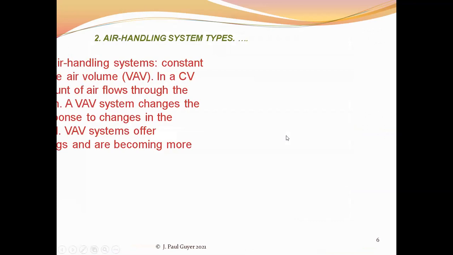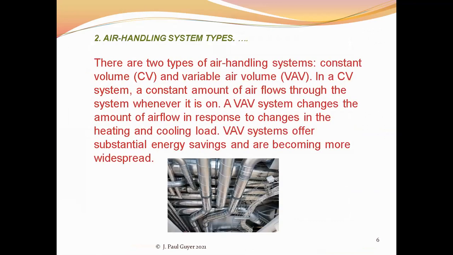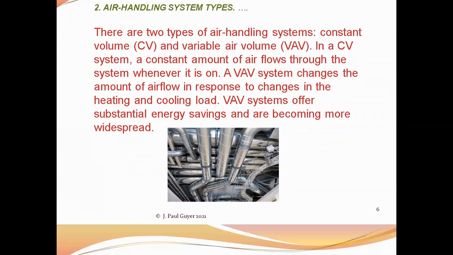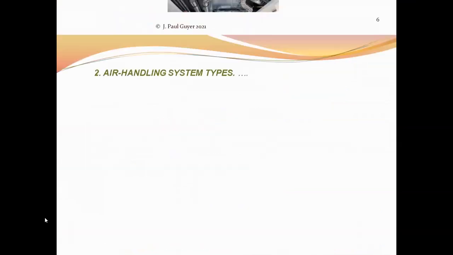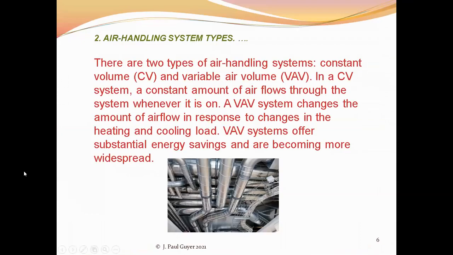be aware of. Now, the air handling systems, and that's what we're talking about, the downstream portion of the air conditioning system. There are, as we probably know if we've been in the air conditioning business for a while, two types of air handling systems: constant volume systems and variable air volume systems.